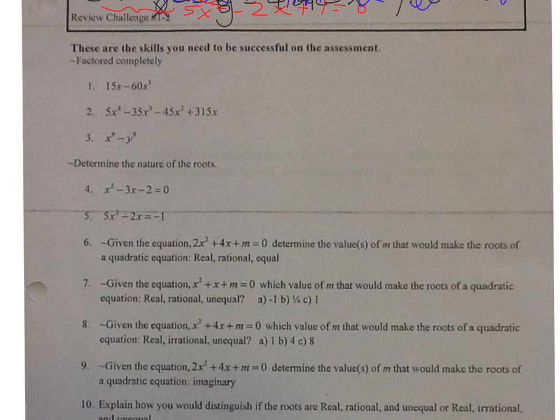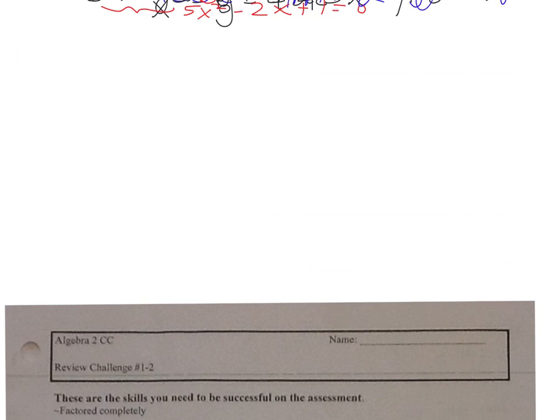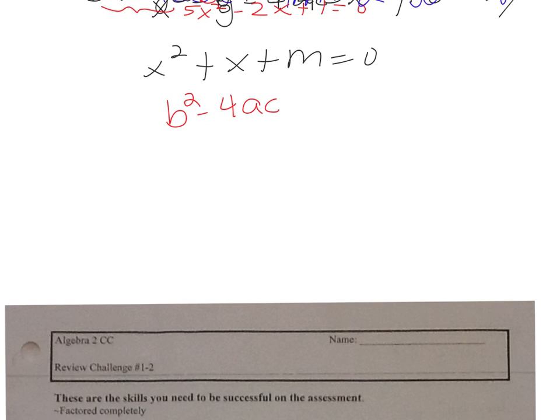So number 7 says, given the equation, which value of m would make the roots of the quadratic equation real, rational, and unequal? And then there's choices. So I have to solve this first. So let me write it down. I have x squared plus x plus m is equal to 0. Okay, so I want my roots to be real, rational, and unequal. So that would mean I want my discriminant, b squared minus 4ac, to be greater than 0.